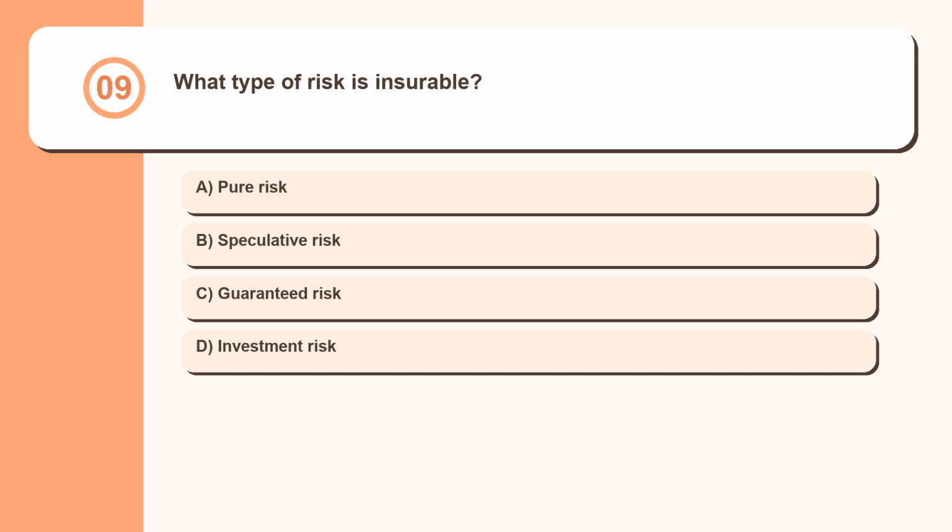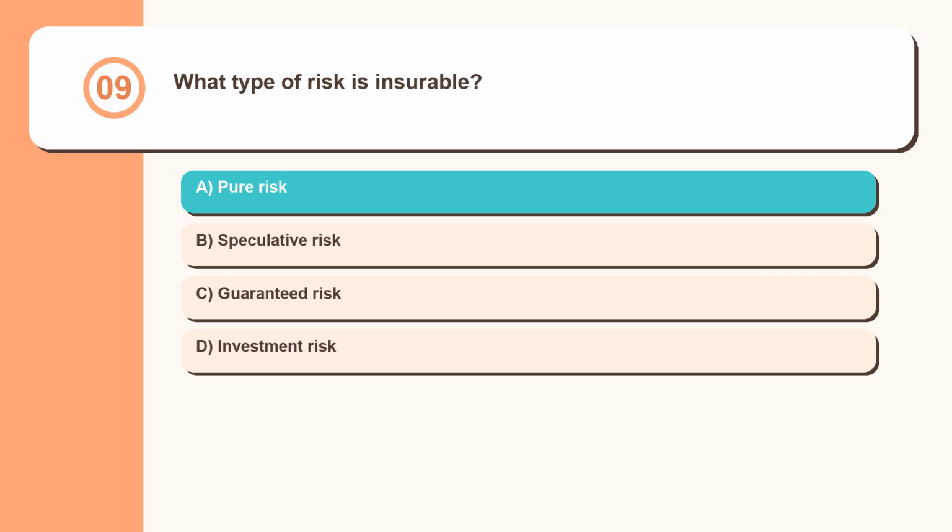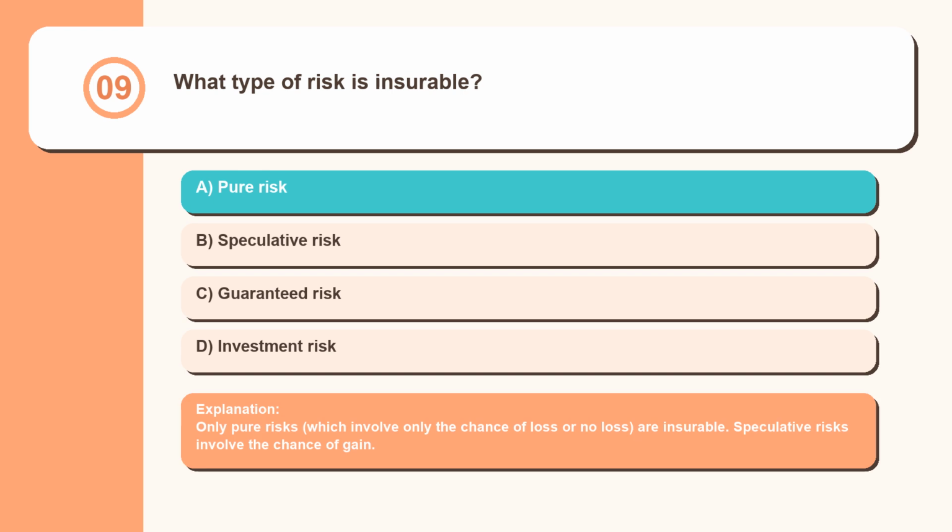Question 9. What type of risk is insurable? Pure risk, speculative risk, guaranteed risk, investment risk. Only pure risks, which involve only the chance of loss or no loss, are insurable. Speculative risks involve the chance of gain.